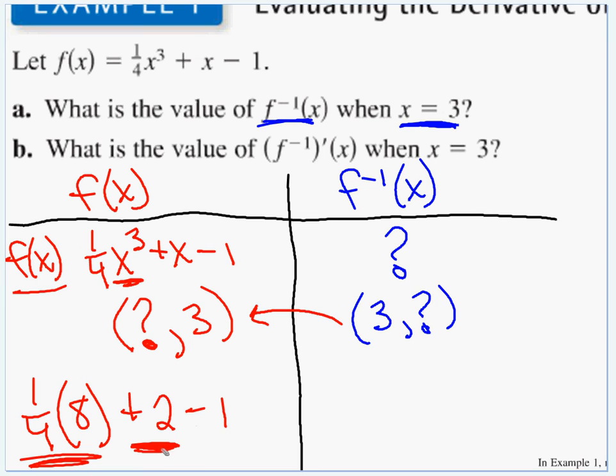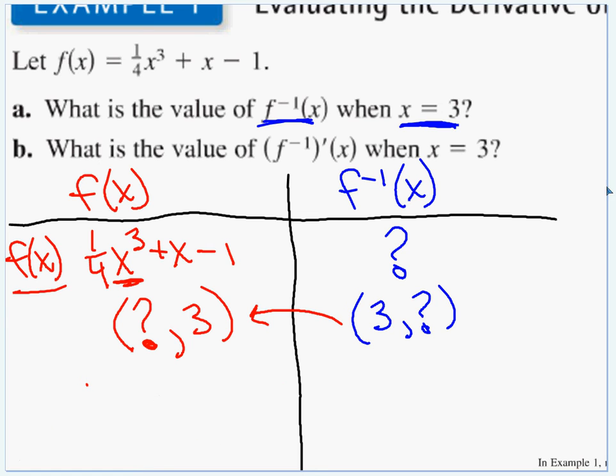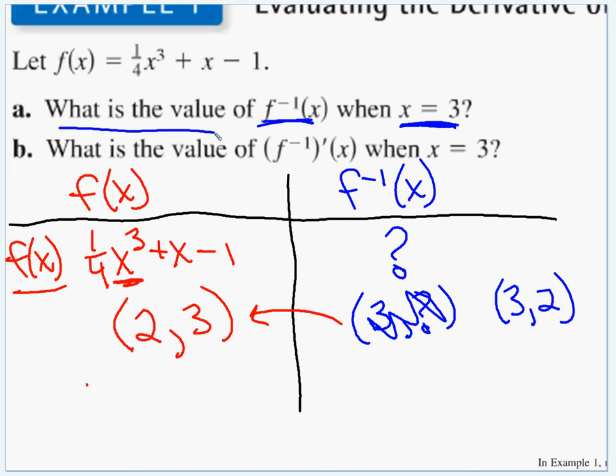So we found it. That question mark I can get rid of, and we figured out that's going to be a 2. The original function, f of x, has the point (2, 3). So that means on our inverse, the reflected point is (3, 2). So we've answered part A. What is the value of the inverse when x is equal to 3? Well, that output is 2.